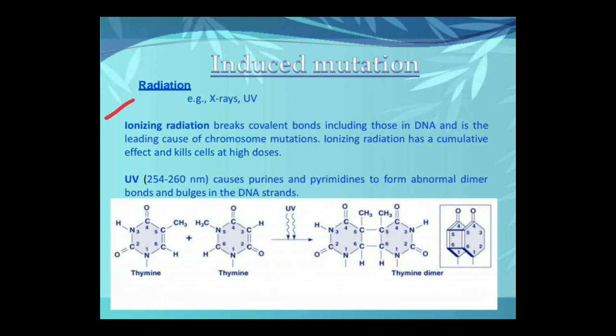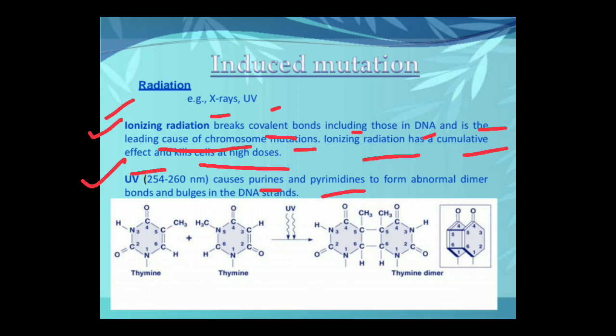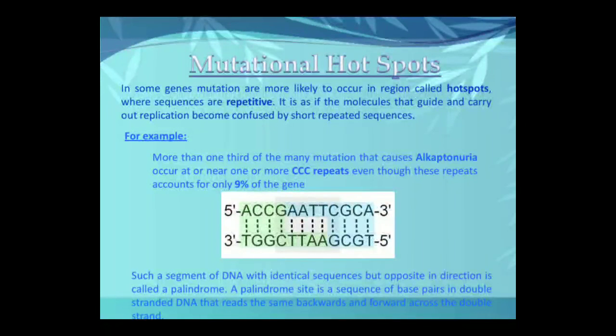Radiation, for example, X-rays and ultraviolet rays. Ionizing radiation breaks covalent bonds including those in DNA and is a leading cause of chromosome mutation. Ionizing radiation has a cumulative effect and kills cells at high doses. UV radiation ranging from 254 to 260 nanometers can cause the purines and pyrimidines to form abnormal dimer bonds and bulges in the DNA strands.